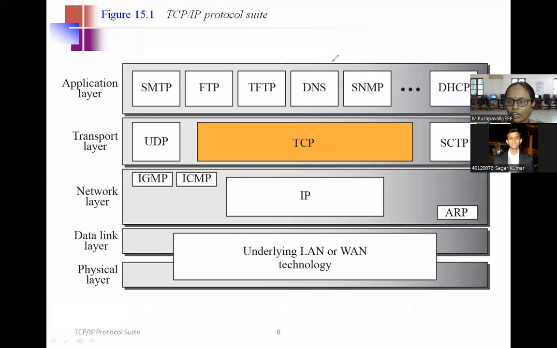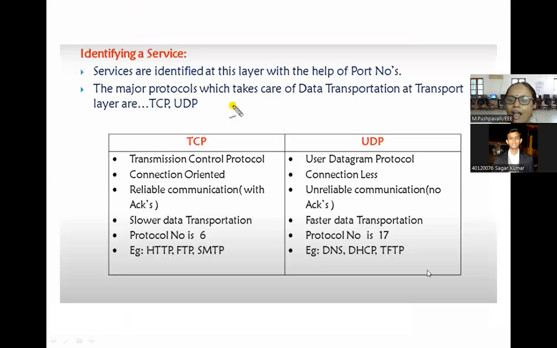Now we told you it has responsibilities. We will see the responsibilities one by one. Identifying a service is one of the major works of the transport layer protocol. What is identifying a service? I told you that in data transportation, mainly two protocols are very important: one is Transmission Control Protocol and another is User Datagram Protocol. What is TCP and what is UDP? TCP is connection oriented and UDP is connectionless. What is the meaning of that?